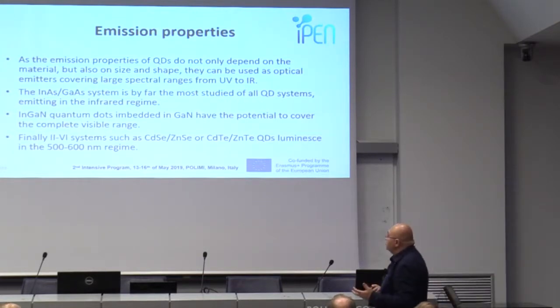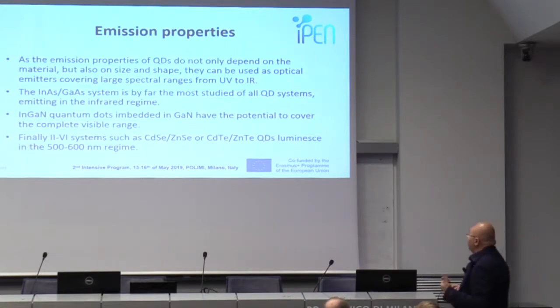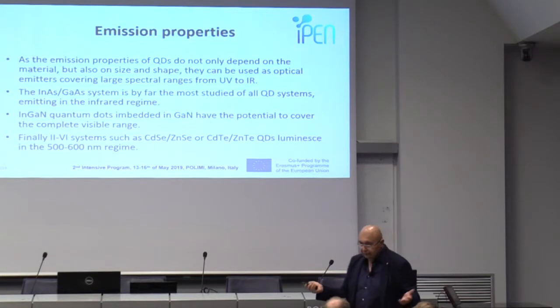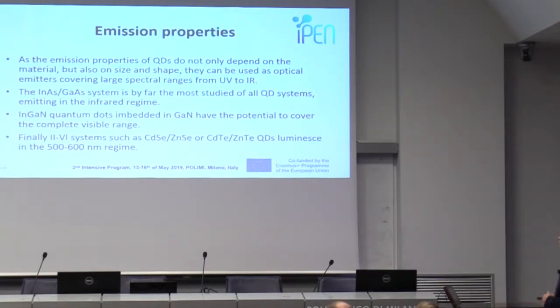It's widely used in optical communication. With other materials, indium gallium nitride and gallium nitride quantum dots have the potential to cover the complete visible range for different applications, and for II-VI semiconductor systems, the luminescence is in the range of about 500 to 600 nanometers. So we can cover almost all interesting areas of wavelengths using different materials for quantum dot devices.